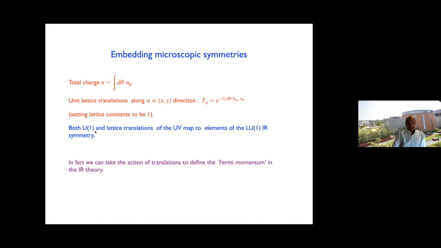So we see that both U(1) and lattice translations of the UV theory map to elements of this emergent IR symmetry, which is this loop group symmetry, this LU(1) symmetry. In fact, it's useful to take the action of translations of the low energy theory as our definition of the Fermi momentum in the IR theory. There's one point of view which is powerful for some applications. Okay.